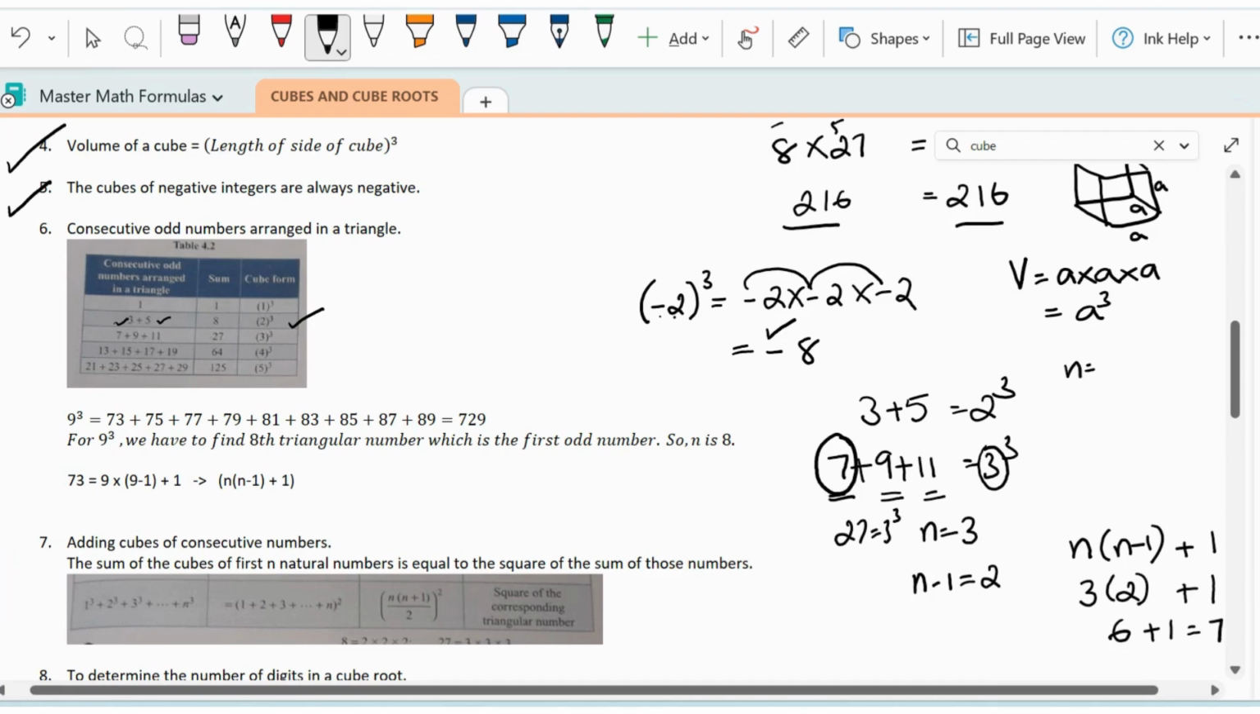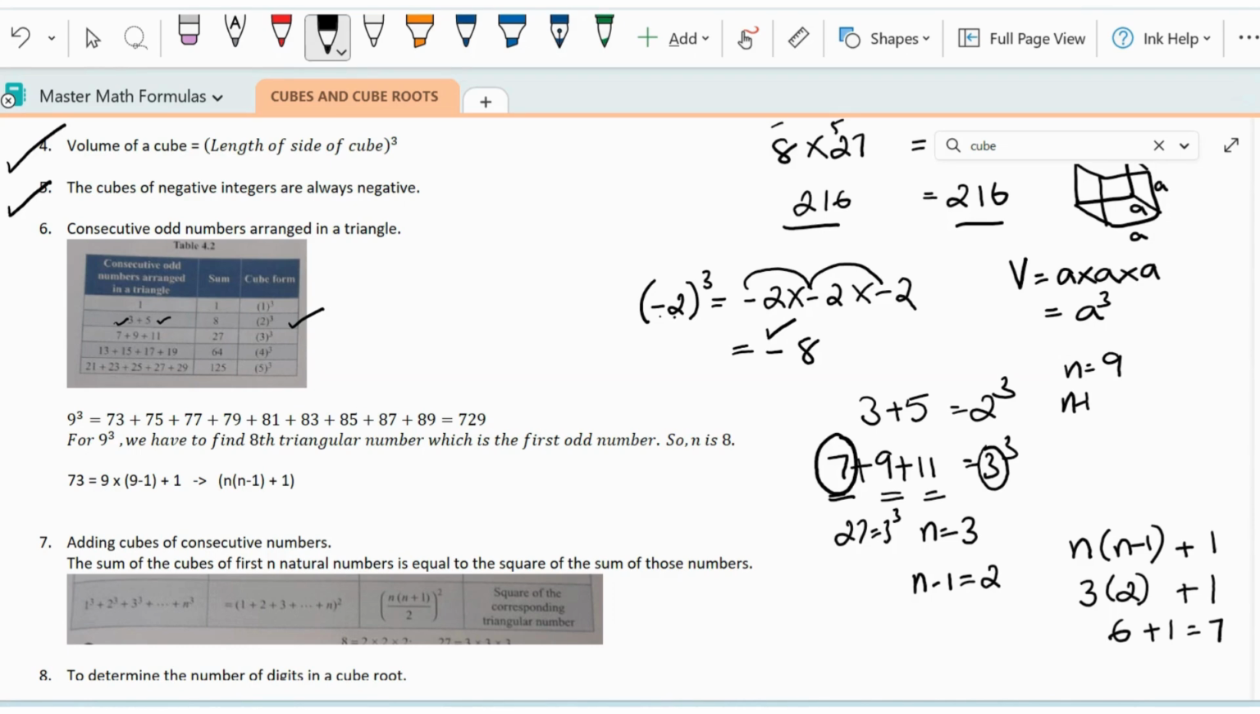So n is equal to 9. n minus 1 is 8. n into n minus 1 plus another 1, which is 9 into 8 plus 1, 72 plus 1 equal to 73. So you basically start with 73, go on for the next 9 numbers. 1, 2, 3, 4, 5, 6, 7, 8, 9. The sum is 729, which is equal to your 9 cube.